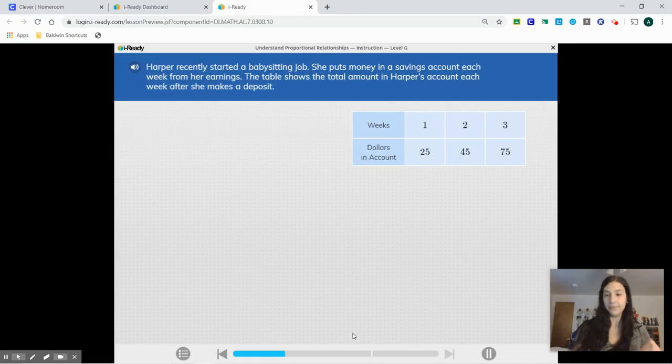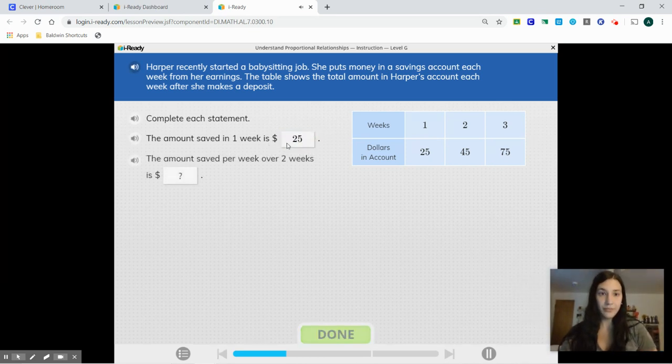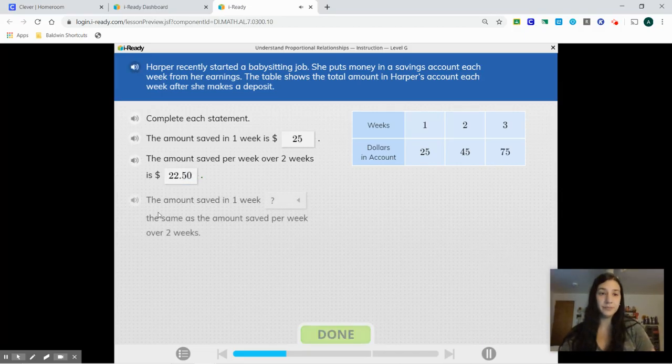Let's find the amount saved per week over 2 weeks and compare it to 1 week. Complete each statement. Here we saw that in 1 week we made $25. Now we know in the second week we do 45 divided by 2, which will give us $22.50. The amount saved in 1 week is not the same as the amount saved over 2 weeks, so we know the relationship is not proportional, so there is no constant of proportionality.